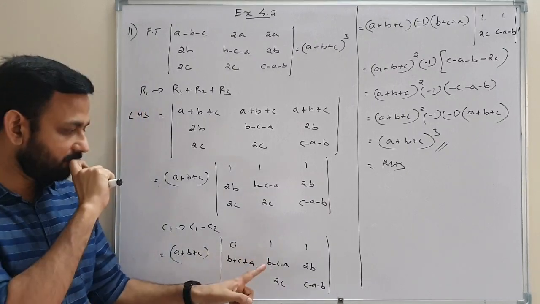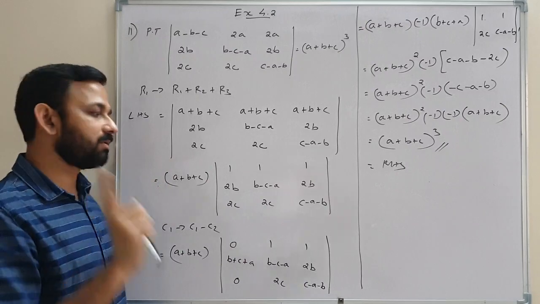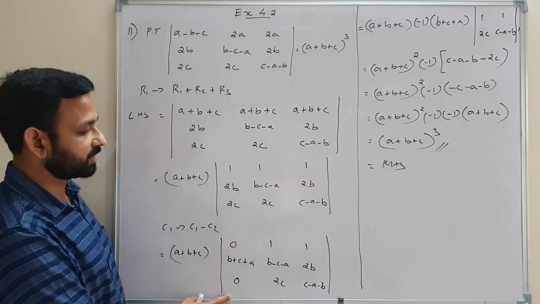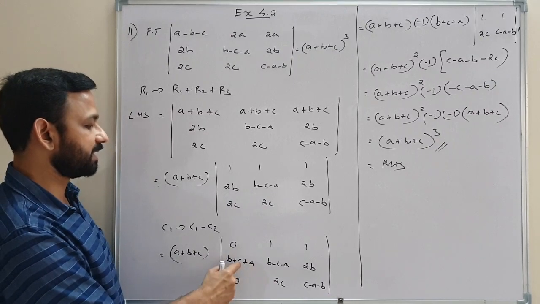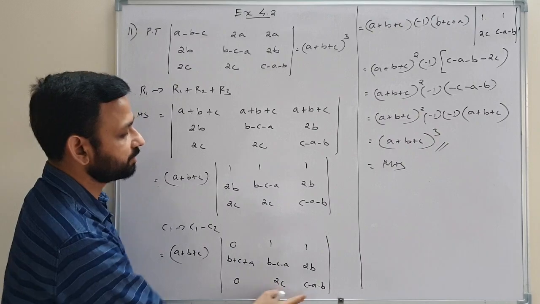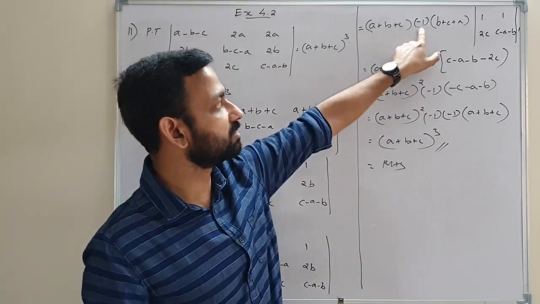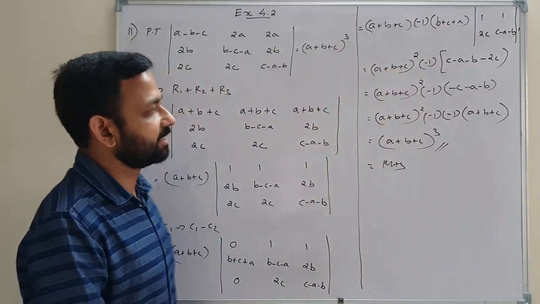And here when we reduce it into 2 by 2, we need to follow that rule: positive, negative, positive. So that's why we are keeping negative here. Minus into b plus c plus a, deleting, again deleting, 1 1, determinant 1 1, 2c, c minus a minus b. So that minus 1 should be there. If minus 1 is not there, then we will get another answer.